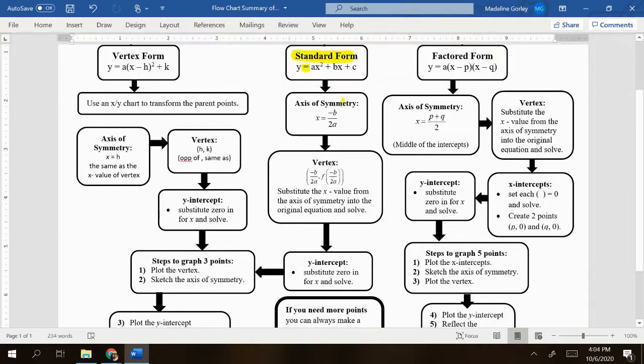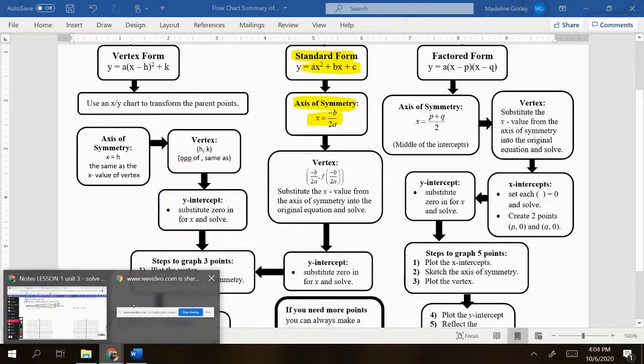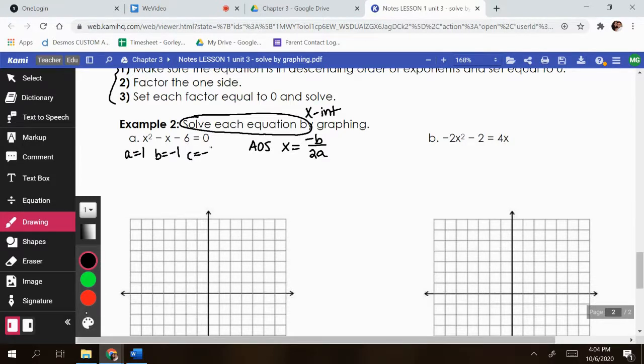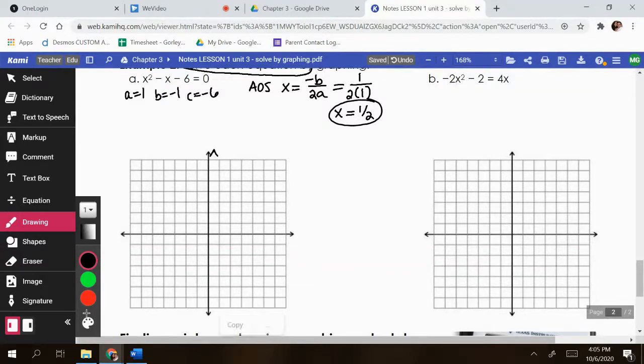We're first going to find the axis of symmetry. So axis of symmetry is x equals opposite b over 2a. Here a is 1, b is -1, c is -6. So if I do opposite of b, it would be +1 over 2a, and a is 1. So we get that the axis of symmetry is x equals 1/2. Okay, so I'm going to go ahead and graph that.